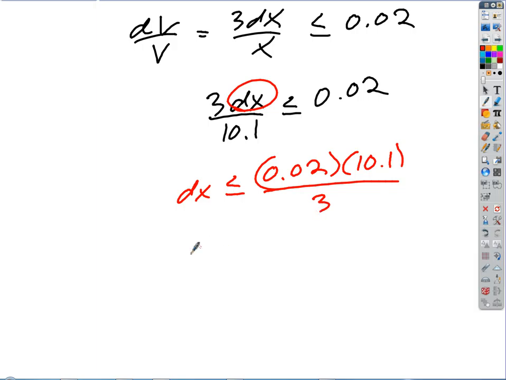And that's roughly equal to what? 0.067. Okay. And that would be a plus or minus, wouldn't it? Wow. How about that? That's pretty good.